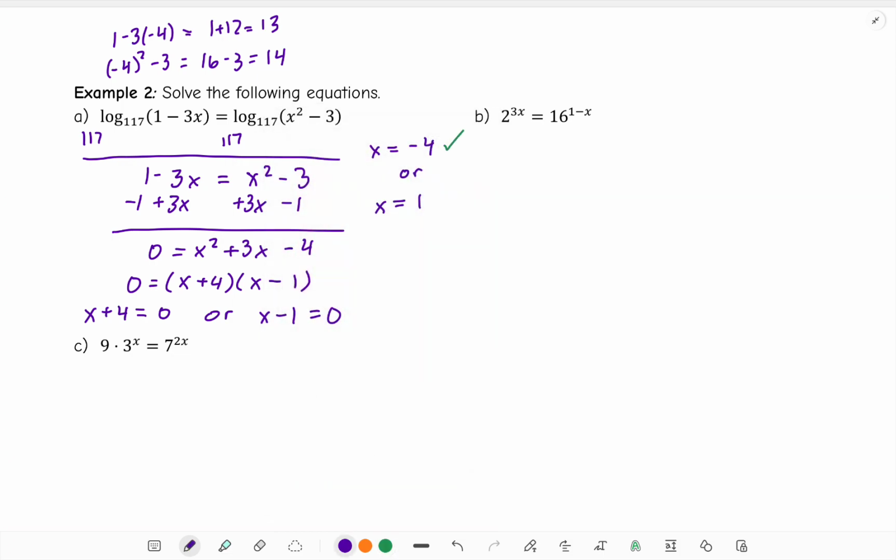Now for the 1, well, we get 1 minus 3 times 1, which is 1 minus 3, which is negative 2. And since we can't take the log of a negative, that is not allowed. So x equals 1 is not a solution. And we actually only have one solution to this logarithmic equation, and it is x equals negative 4.